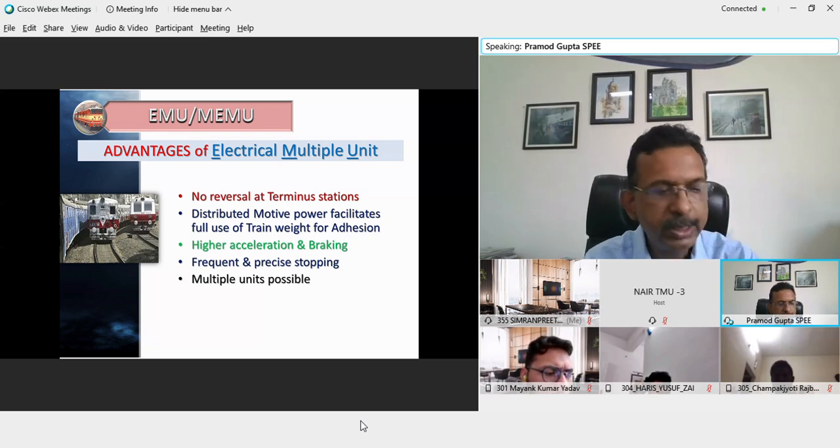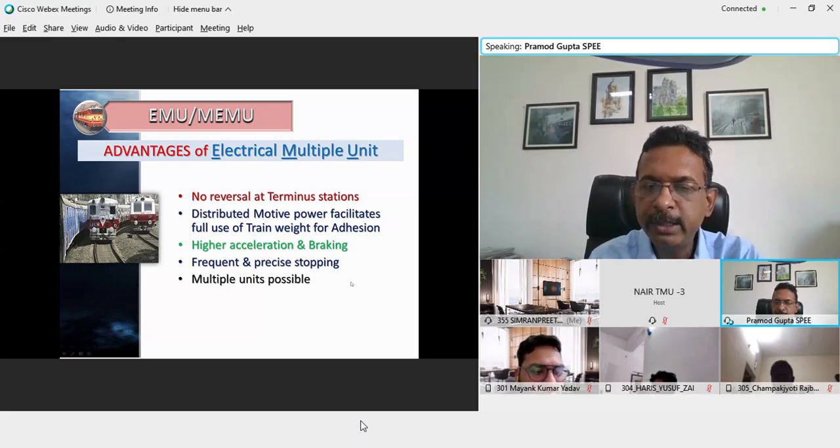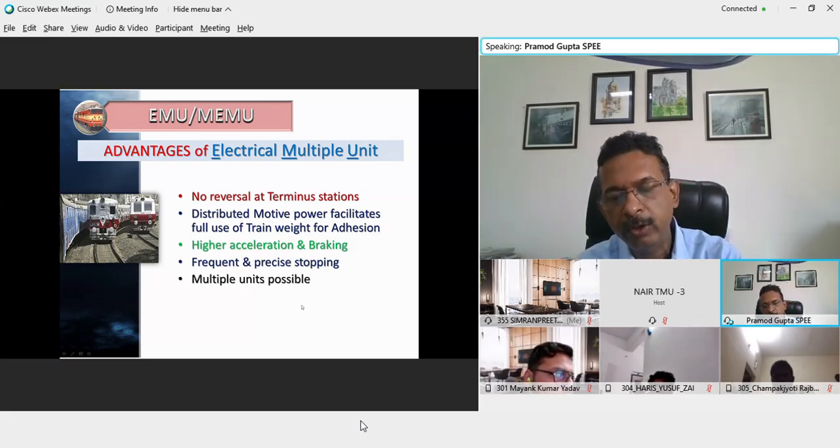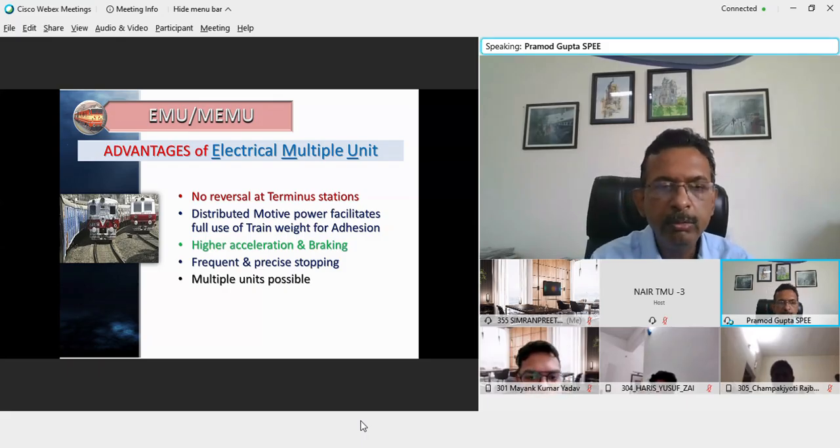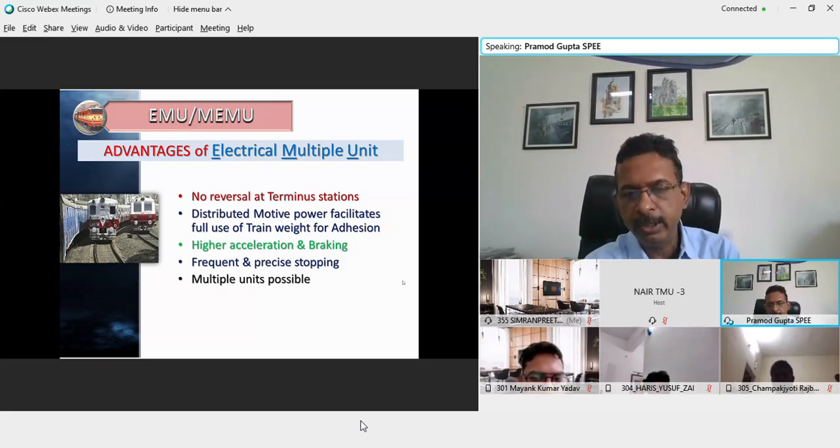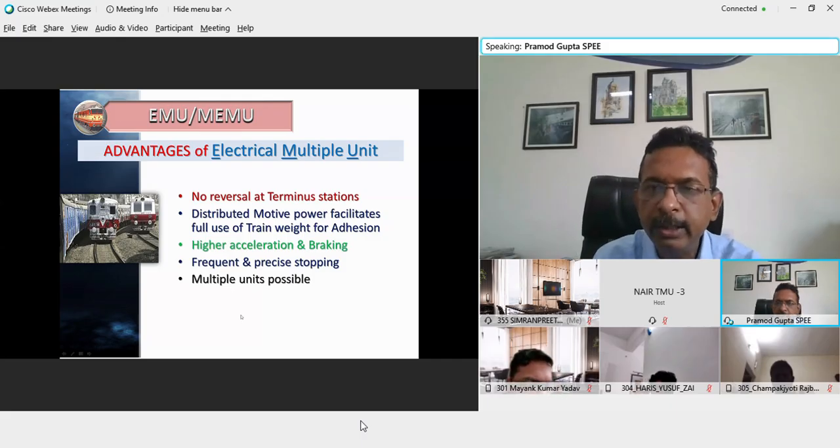Start and stop is smooth. Higher acceleration and braking is possible because the tractive efforts are distributed uniformly within the entire train. Frequent precise stops are possible. Multiple units are possible. We can have multiple different combinations of coaches to increase or reduce the length as per the requirement. So these are some of the advantages that we have in EMU.